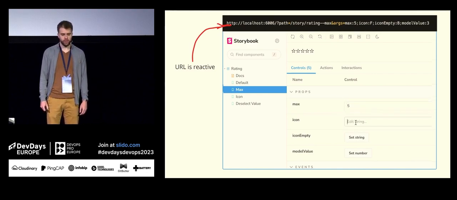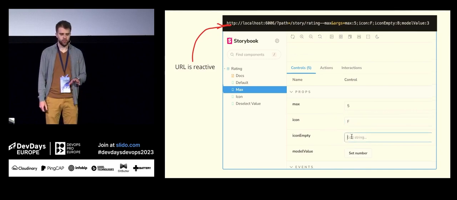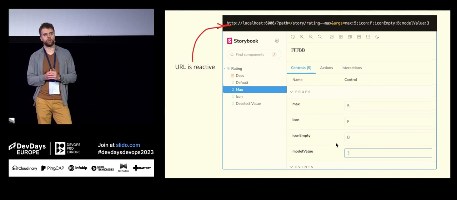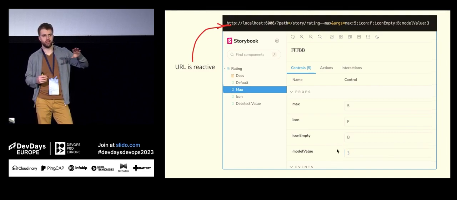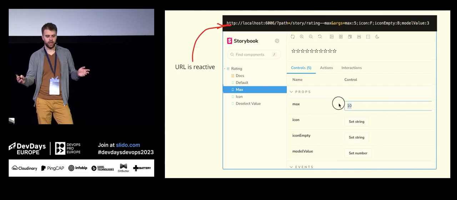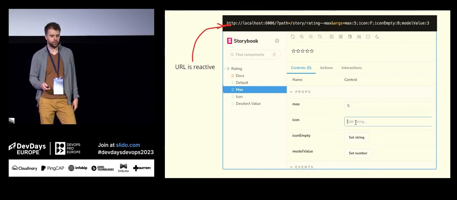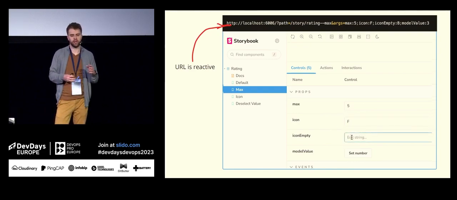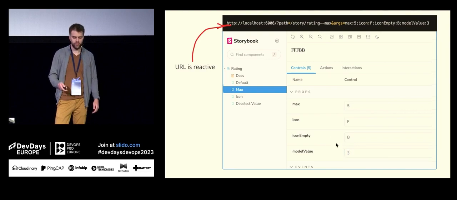And you also have reactivity for your URL. You can see we have max icon and such in the URL, and it's very useful to send it to some other developer so that they can just put it into a browser and have a very quick reproduction. You can also send this to a client if they have maybe some unique device or something. Again, they can just run it and see if it works.